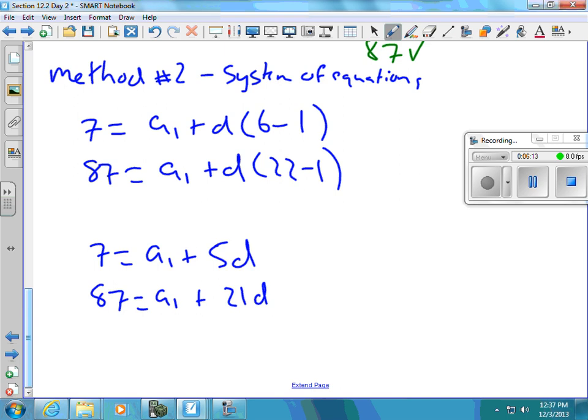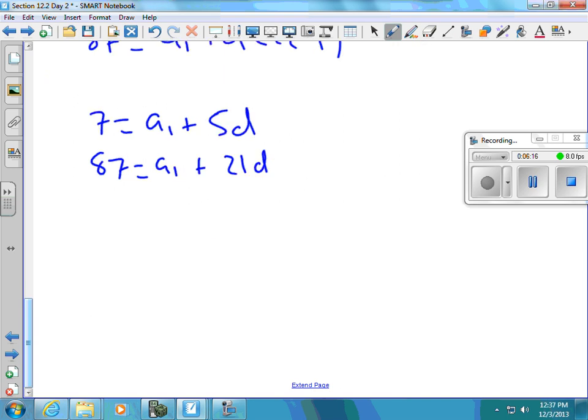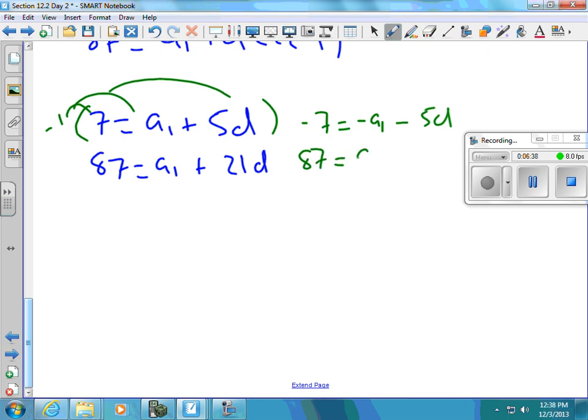So now if we look at this, we have a system of equations. We can solve by the elimination method. We can get rid of a sub 1. So if I multiply the entire top equation by negative 1, what I end up having here is negative 7 equals negative a sub 1 minus 5d. And we don't have to do anything with the bottom equation because it's a positive 1 a sub 1. When we combine these equations, these things cancel out.